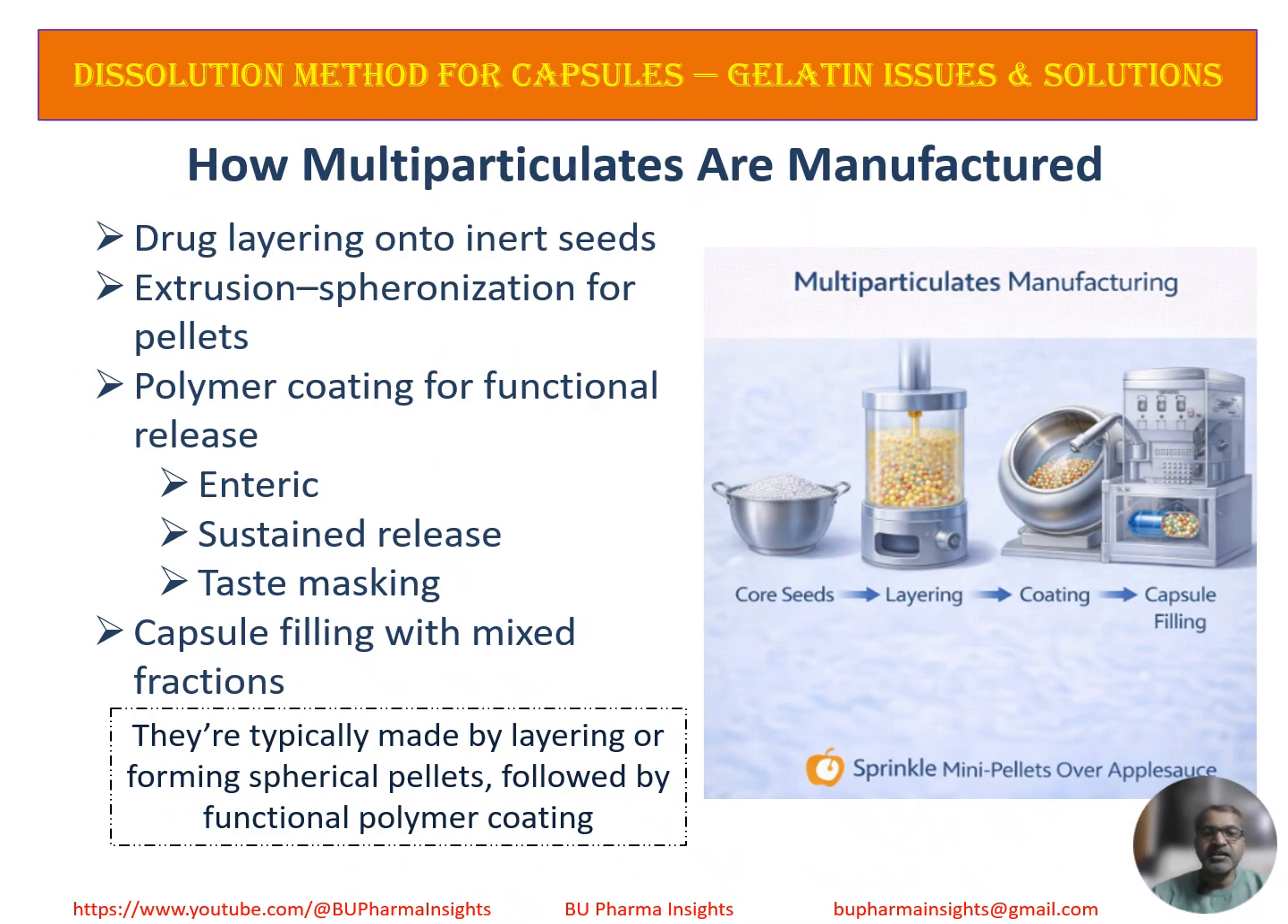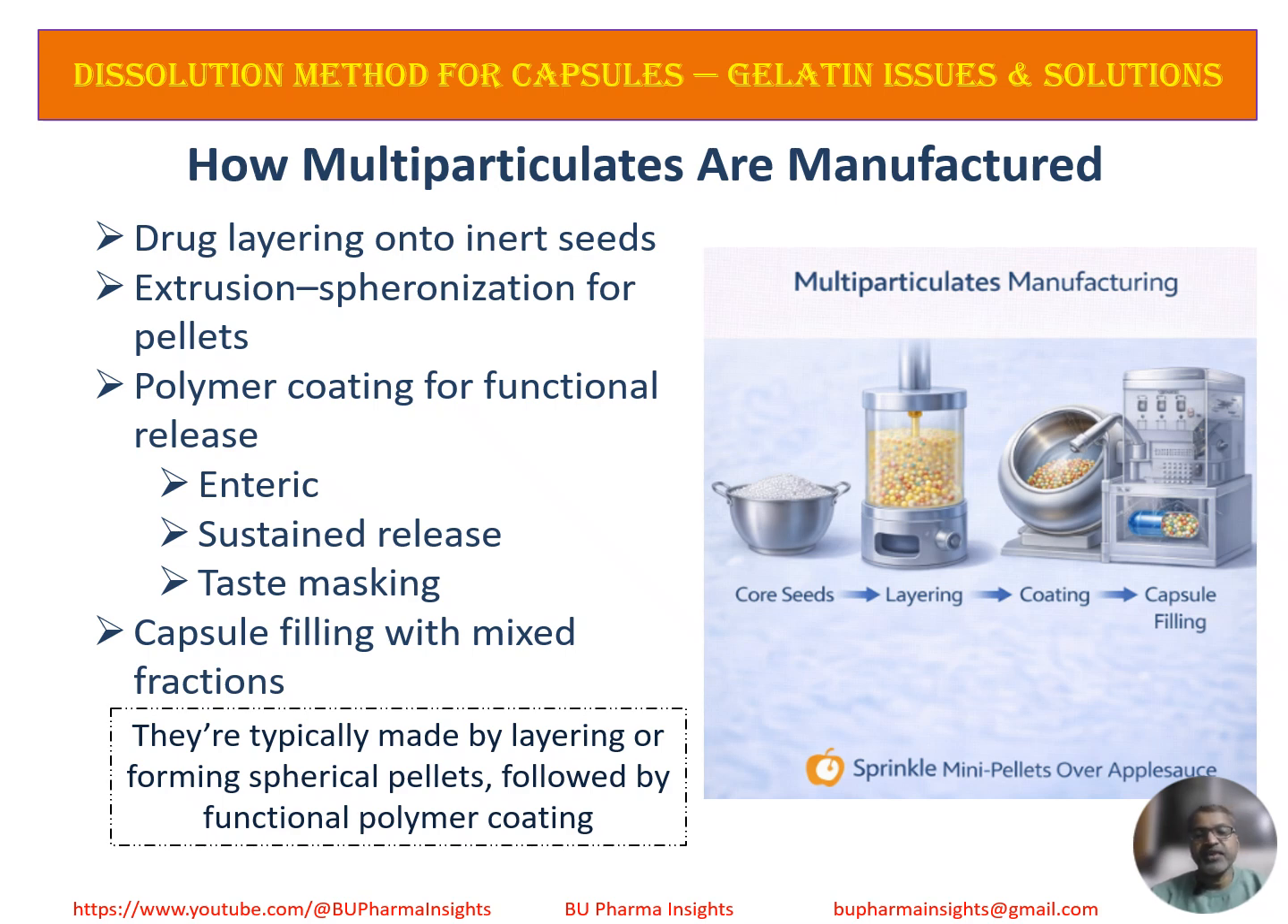Polymer selection is the key driver of release behavior in multiparticulates. The type of polymer determines the function of the system. HPMC or ethyl cellulose for extended or sustained release, Eudragit L or S for enteric protection, special polymers for taste masking. How these systems are made: drug layering onto inert seeds for beads, extrusion spheronization to produce pellets, followed by polymer coating to control release.